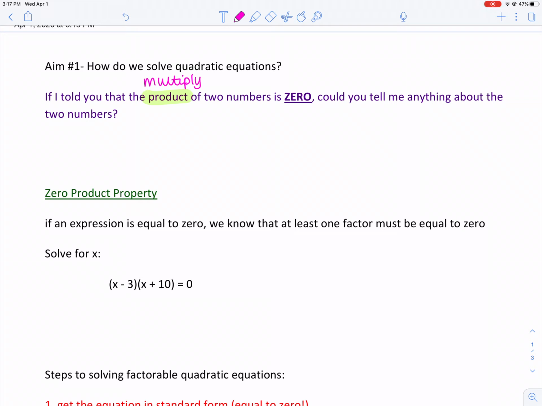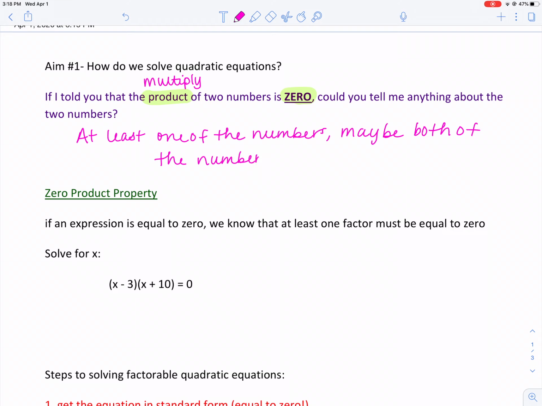So if I told you that the product of two numbers is zero, what could you tell me about the two numbers? Anything. Can you think of something you could tell me about the two numbers if the product of the two numbers is zero? Okay, well, hopefully you're saying at least one of the numbers, maybe both of the numbers have to be zero.